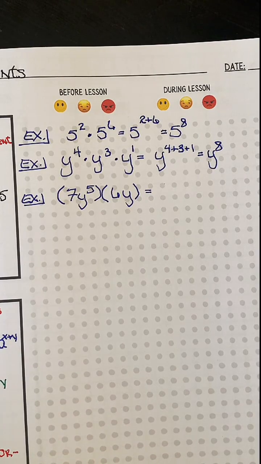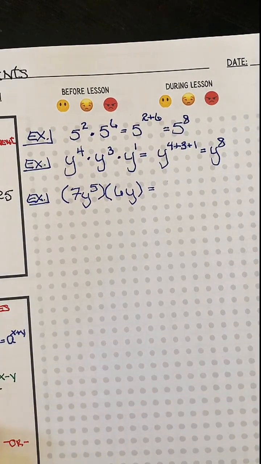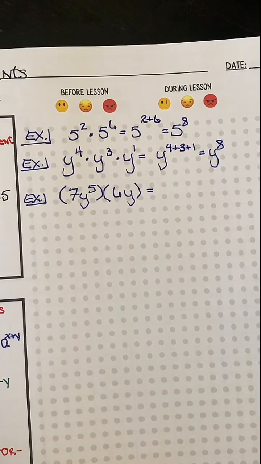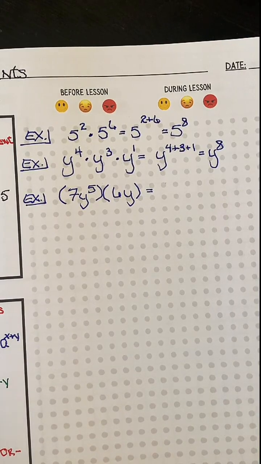All right, so people are saying 42y to the 6. Good. There we go, 42y to the 6.